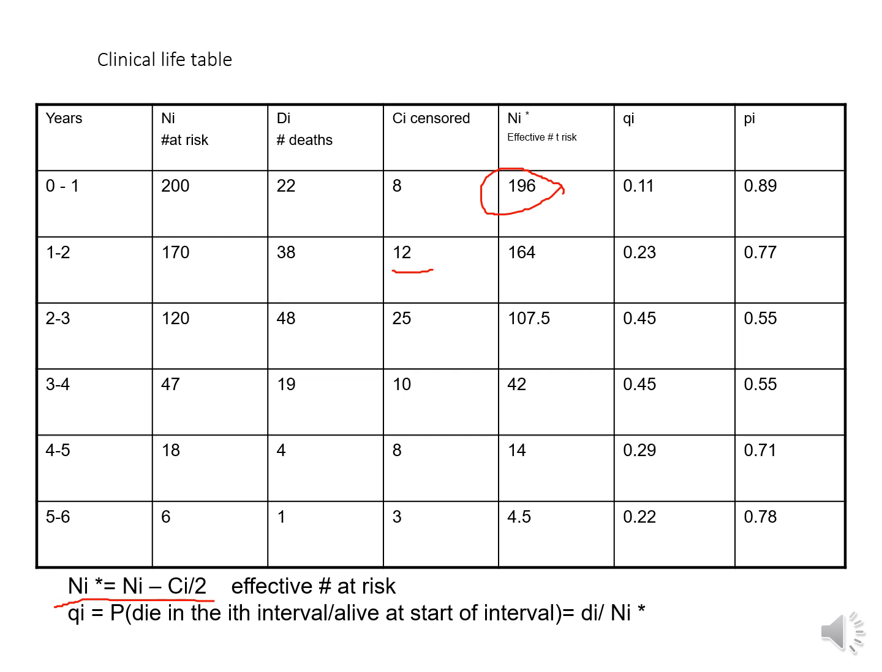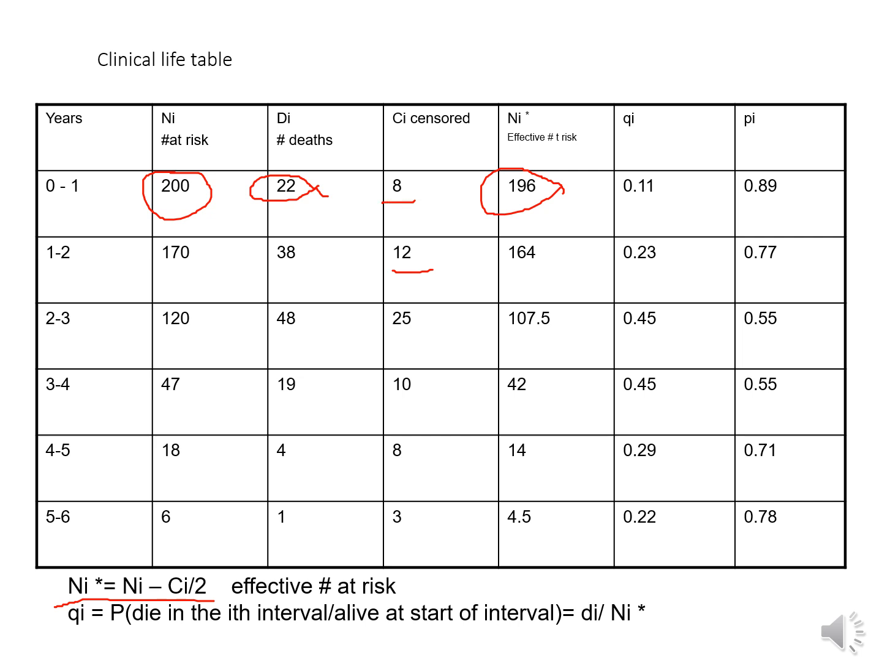For instance, I will take the first example. In the interval between 0 and 1, we started with 200 people who were at risk of death, which is the event. During that interval, 22 died. And we know that during the interval 0 to 1, we had 8 that were censored. So most likely they dropped out before knowing whether they were going to develop the event, the 8. So what would be the effective number at risk?